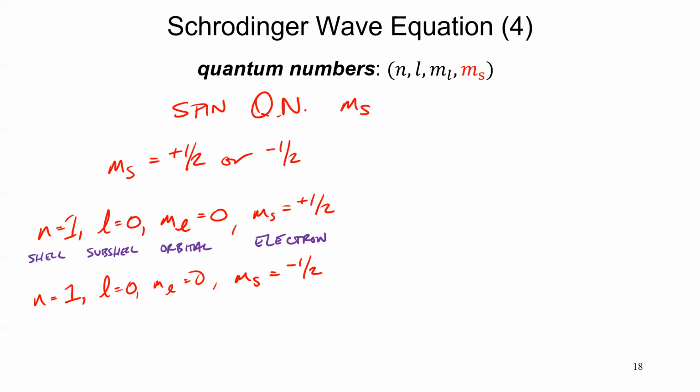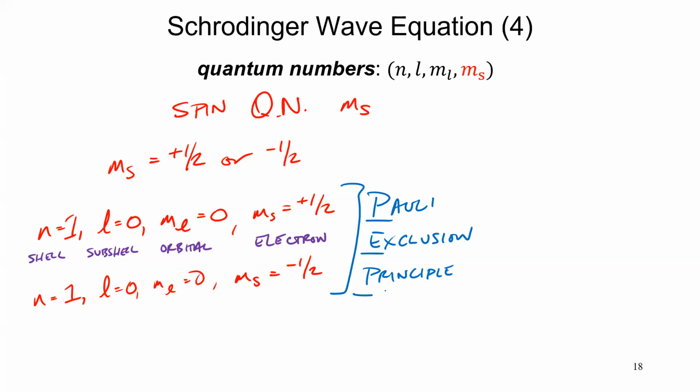And so this is something called the Pauli exclusion principle. Don't say chemistry doesn't have any pep. This Pauli exclusion principle tells us that no two electrons can have the same four quantum numbers.